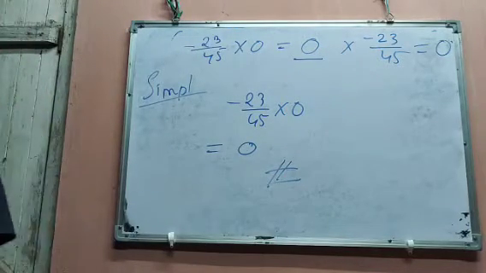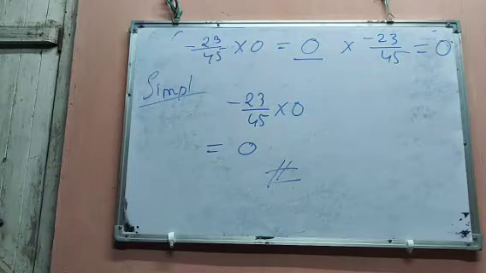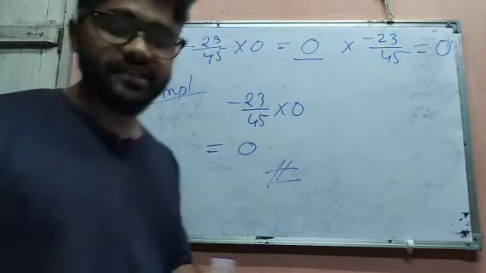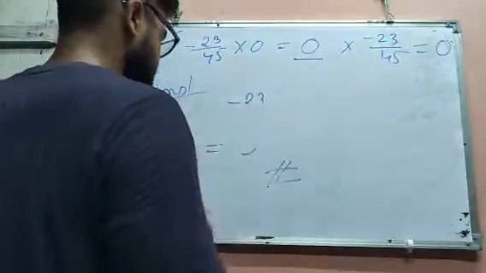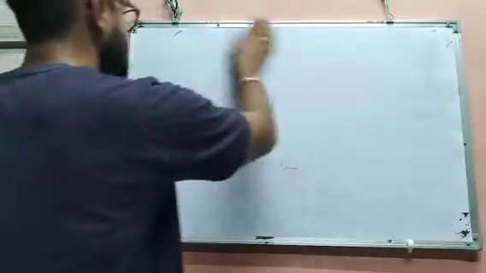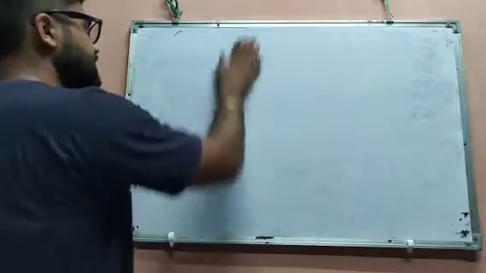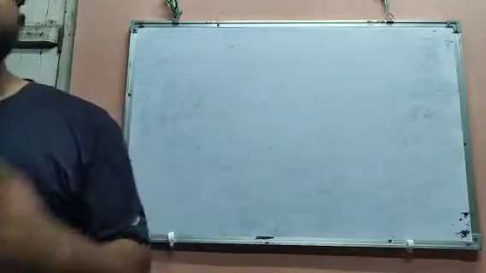Okay. Next, again we have one more property, that is multiplicative identity. Last class I explained about that. The multiplicative identity is what? When a rational number is multiplied with that identity, then you will get the rational number itself.